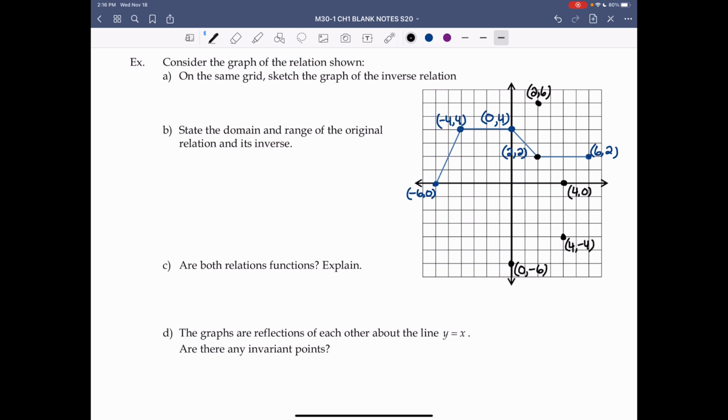Join the points of our inverse relation, so from (0, -6) to (4, -4). From (4, -4) to (4, 0). From (4, 0) to (2, 2). And from (2, 2) to (6, 2).